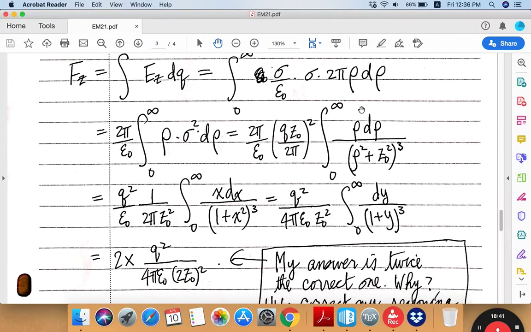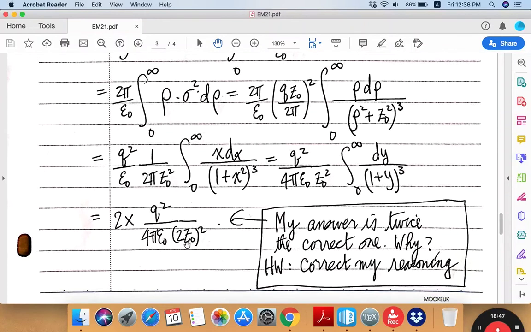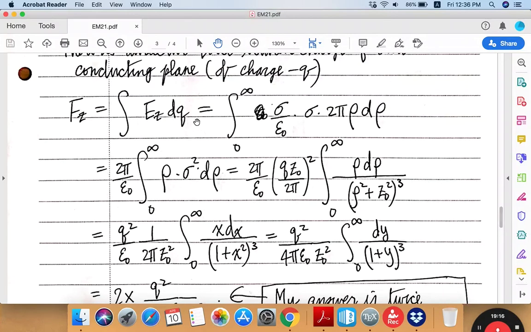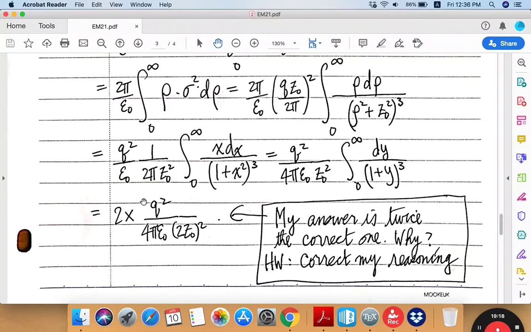So if you go through all the necessary computations, then I arrive at this answer. And it turns out that the answer I got here happens to be wrong by a factor of 2. So what that means is that the correct answer is only half of what I got over here. So I must have made a mistake somewhere while going from here down to the very last expression.